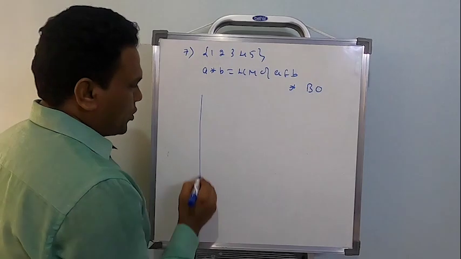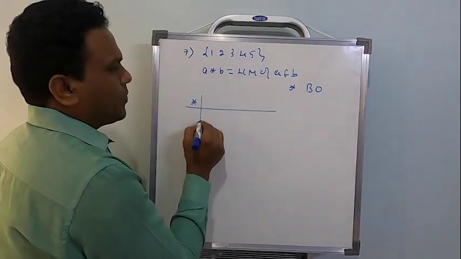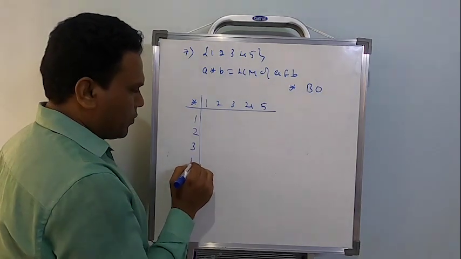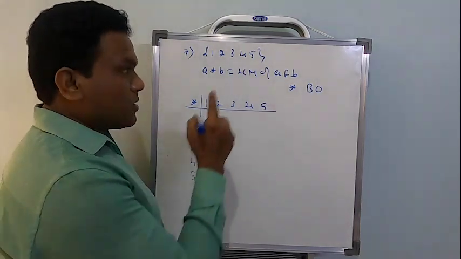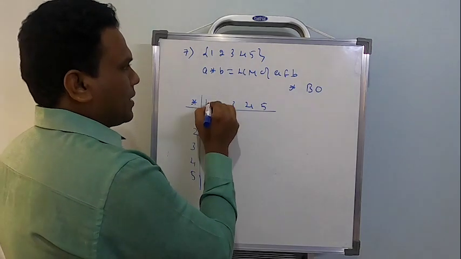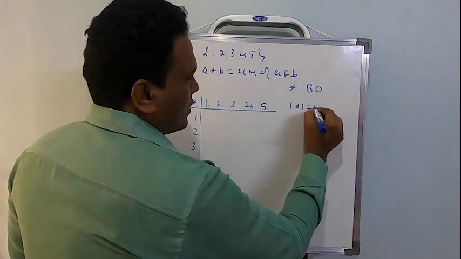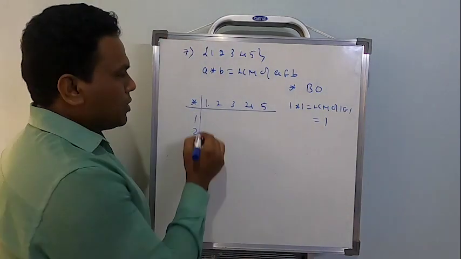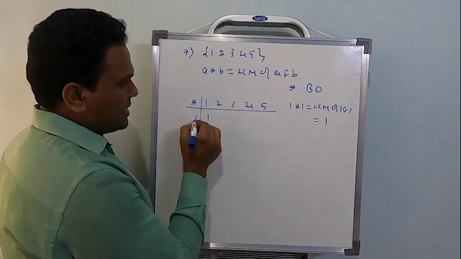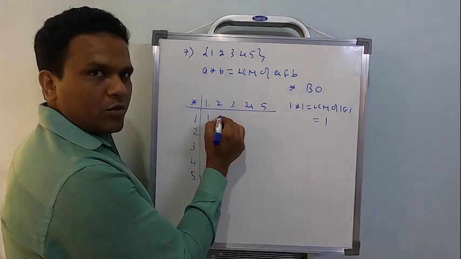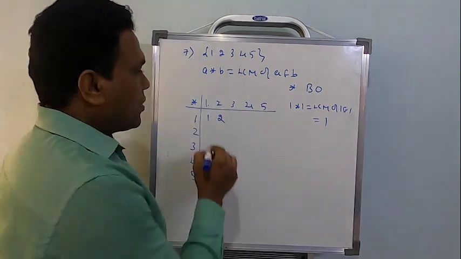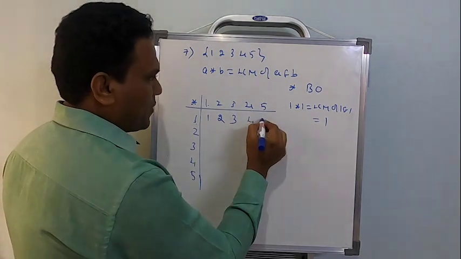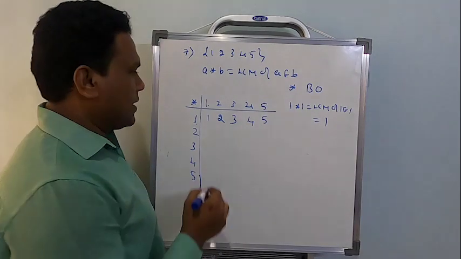I told you how to construct the table already. Star, you place it here, 1, 2, 3, 4, 5, and 1, 2, 3, 4, 5. So what is it according to the definition? 1 star 1 should be LCM of 1 and 1. That is going to be 1. Right. So 1 star 1 is 1. LCM of 1 and 2 is going to be 2. LCM of 1 and 3 will be 3. LCM of 1 and 4, 4. LCM of 1 and 5 will be 5. Correct?